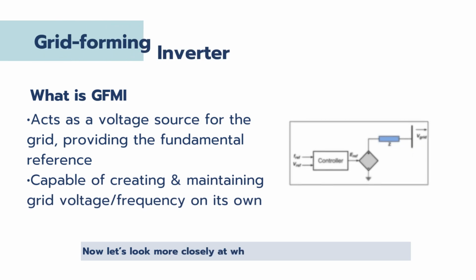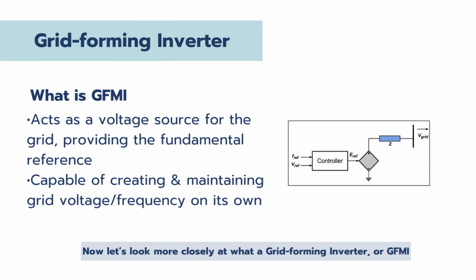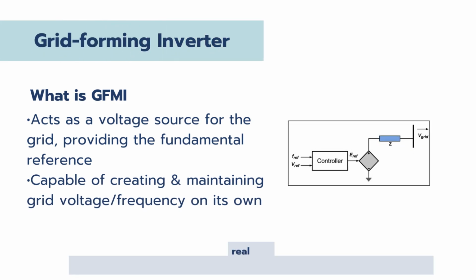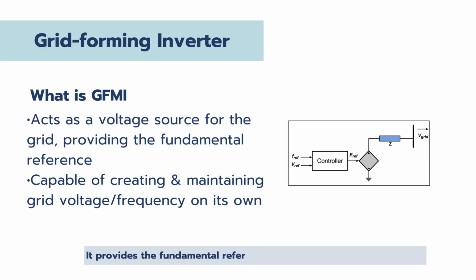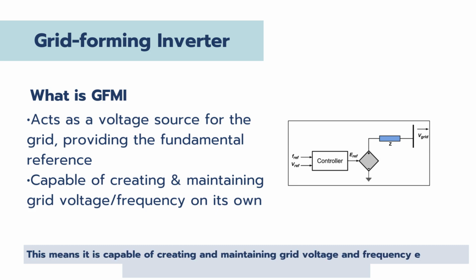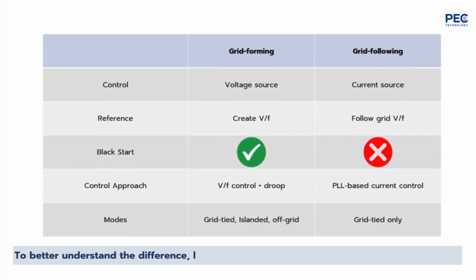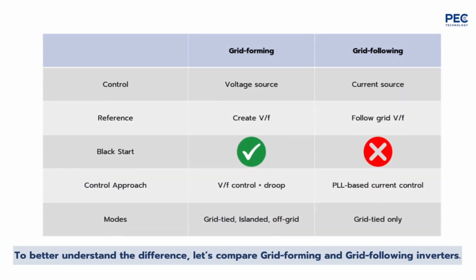Now, let's look more closely at what a grid-forming inverter, or GFMI, really is. Unlike a grid-following inverter, GFMI acts as a voltage source for the grid. It provides the fundamental reference for both voltage and frequency. This means it is capable of creating and maintaining grid voltage and frequency entirely on its own, even without support from the utility grid. To better understand the difference, let's compare grid-forming and grid-following inverters.